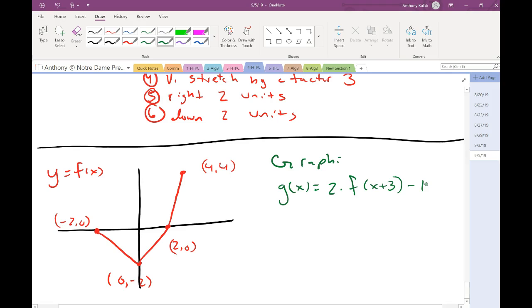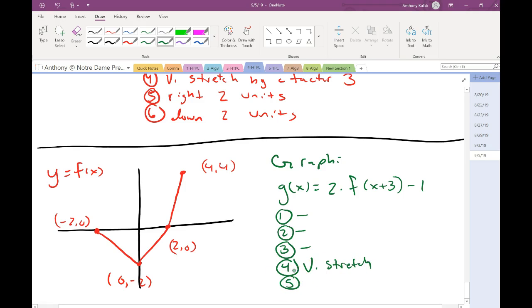So I would start by listing them just like we did before. In step 1, we're dealing with the C's. My C is 1 in this case, so nothing happens for steps 1 and 2. For step 3 and 4, we worry about the A. Since the A is positive, nothing happens in step 3. But since the magnitude of A is bigger than 1, in step 4 we have a vertical stretch.